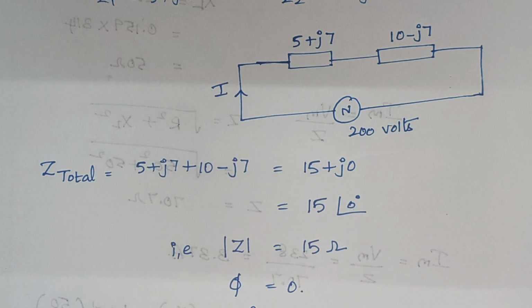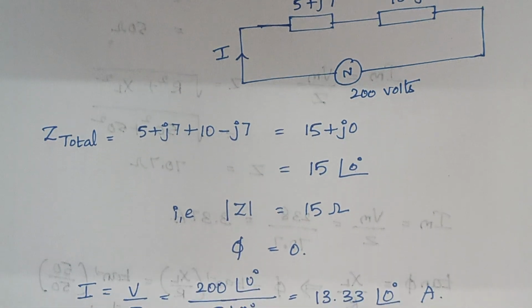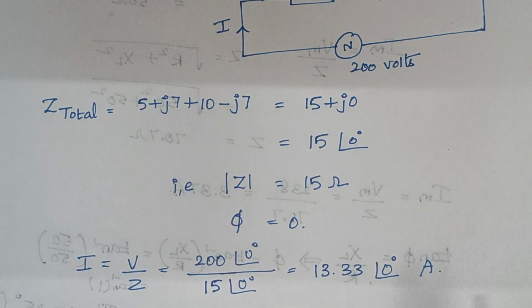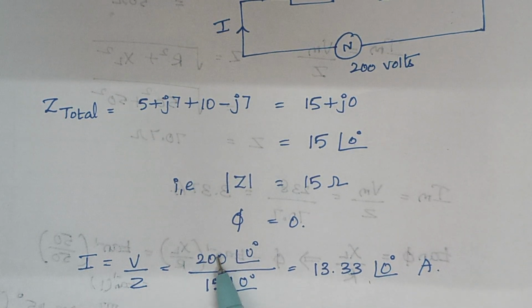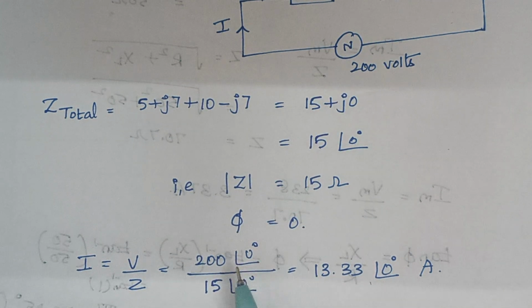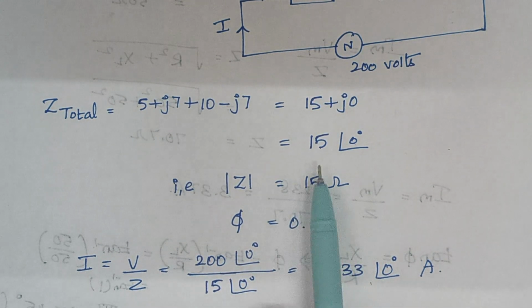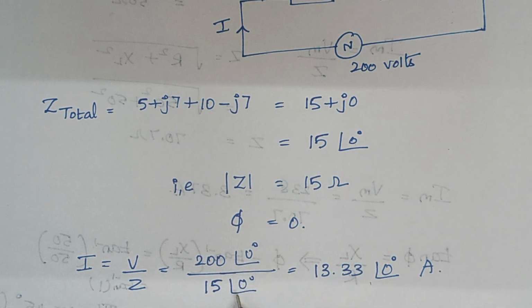The next thing is we are going to calculate the current. Current is given by V by Z, so just substitute the values. You know the value of V, that is 200 volt at an angle of 0 degrees, and the impedance is calculated as 15 with an angle of 0. So the final answer for current is 13.33, again with an angle of 0 degrees.